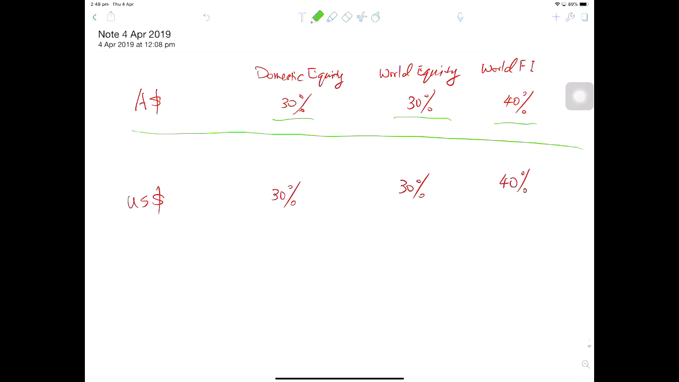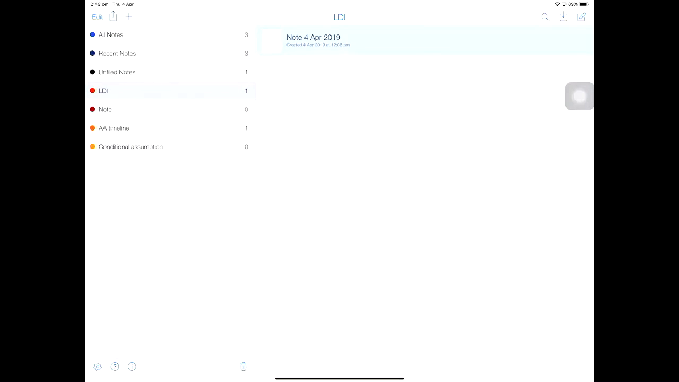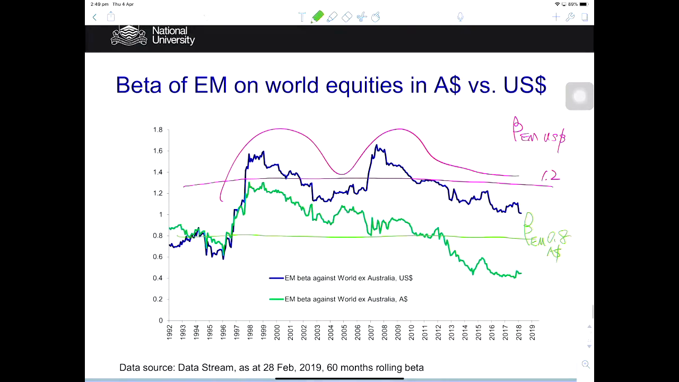Now I'm thinking I'm going to have additional exposure to emerging markets. What's the impact on my total portfolio return and risk? What's the potential? Am I going to be better off? Look at this. I'm an A$ investor.